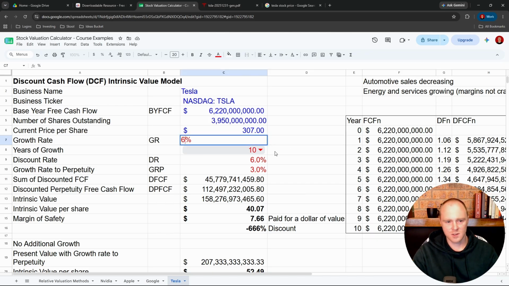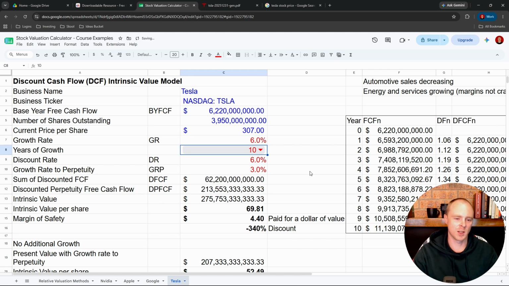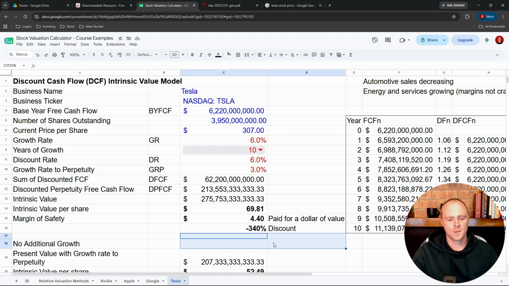But let's say, for instance, we just assume that the business can at least grow over the next 10 years at 6% per year, which they've actually stayed flat for the last 3 years. Just keep that in mind. So we get the intrinsic value per share to be about $69. It's currently $307. That means we're paying $4.40 for $1 of value. So this is an example of a business that is way overvalued. It's not even close to reality.